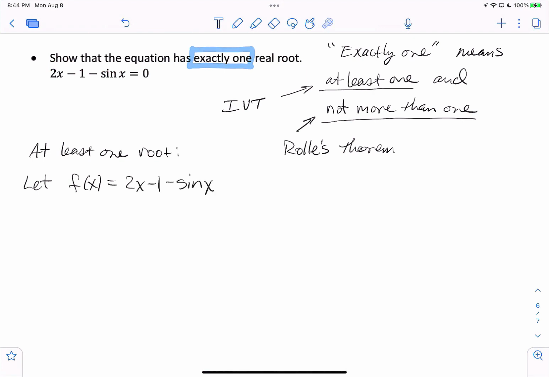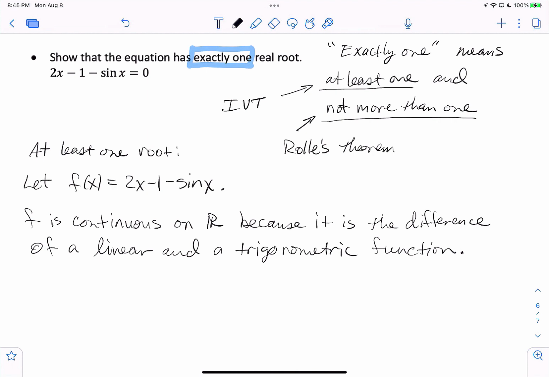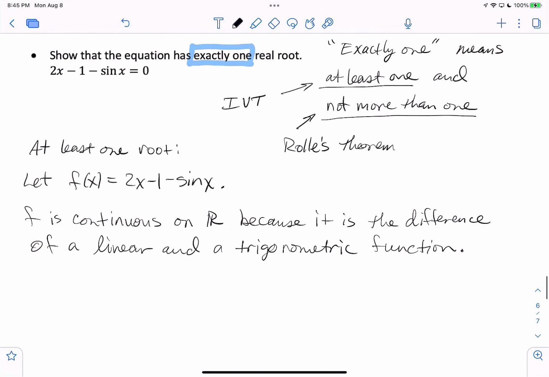The reason we're doing that is we need a function for the intermediate value theorem, and it needs to be continuous. And f is continuous on the real numbers because it is the difference of a linear and a trigonometric function. Now I need to think of a number x where the f will evaluate to a negative number and then a positive number. And then because it's continuous, I'll know that there's somewhere between negative and positive where it's going to hit 0.